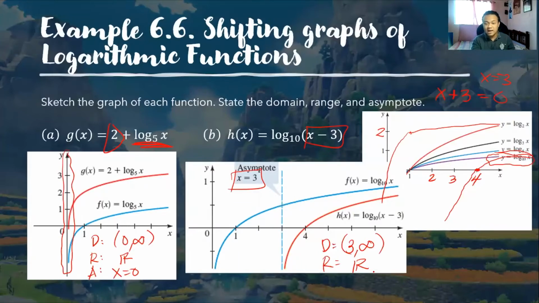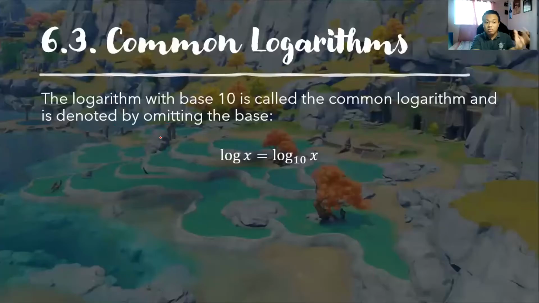For the asymptote, it's easy to find: just equate x to 0. Here, x minus 3 is equal to 0, so x equals 3. The asymptote follows the shift. It's the same with x, so x equals 0 and the asymptote follows. It's that easy. Okay, so now let's move on to common logarithms.